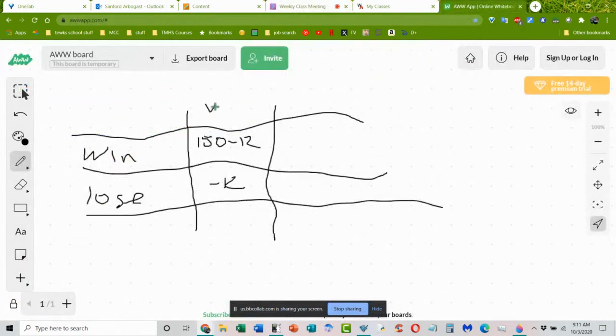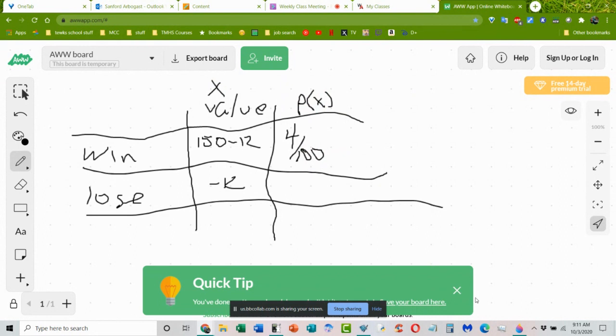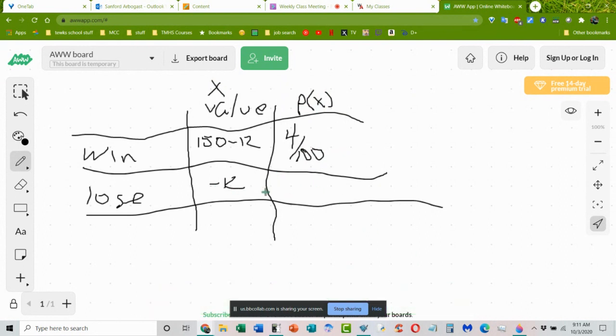All right, so this is the value. And then we have to deal with the probability of that value occurring. So if we've bought 4 tickets out of 100, we have a 4 in 100 chance of winning. We're going to call this X, and so this is the probability of X. The probability of losing is anything else. So if they pick any other ticket, we have a 96 in 100 chance of losing.